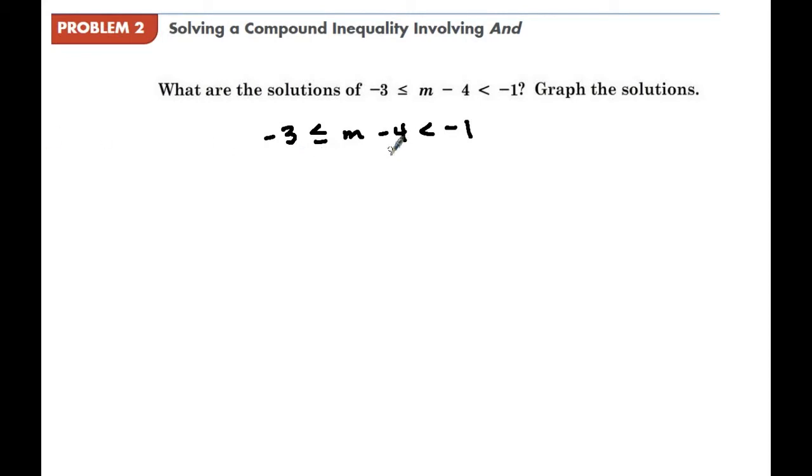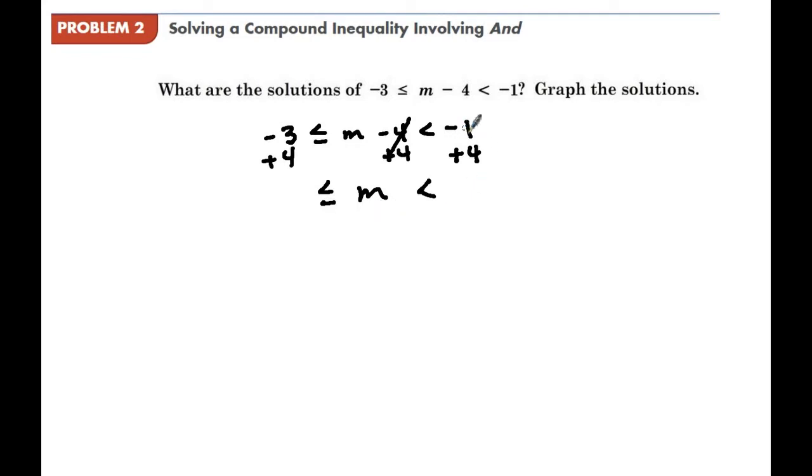What we're going to do is add 4 here to cancel the 4. We're going to add 4 on both sides of the inequality, so one here and one here. The inequality sign doesn't change because we're not dividing or multiplying by a negative number. Now I'm left with m by itself here, so I'm going to be able to solve for m.